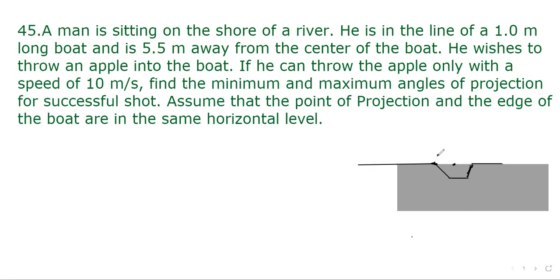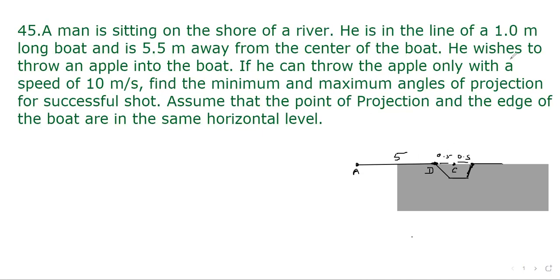The boat is 1 meter, which means this distance will be 0.5 and this distance will be 0.5. The person is at A, and this is the center C. The total distance is 5.5 meters. Suppose this point is D, so AD is 5 meters. So the minimum horizontal range will be just 5 meters, and the maximum horizontal range will be 5 plus the length of the boat, 6. So we have to find the angles of projection.